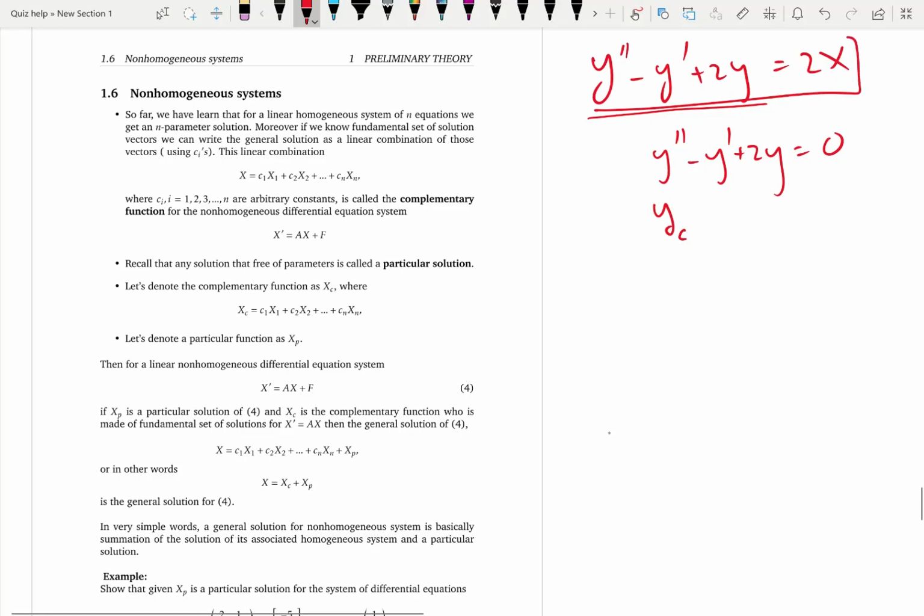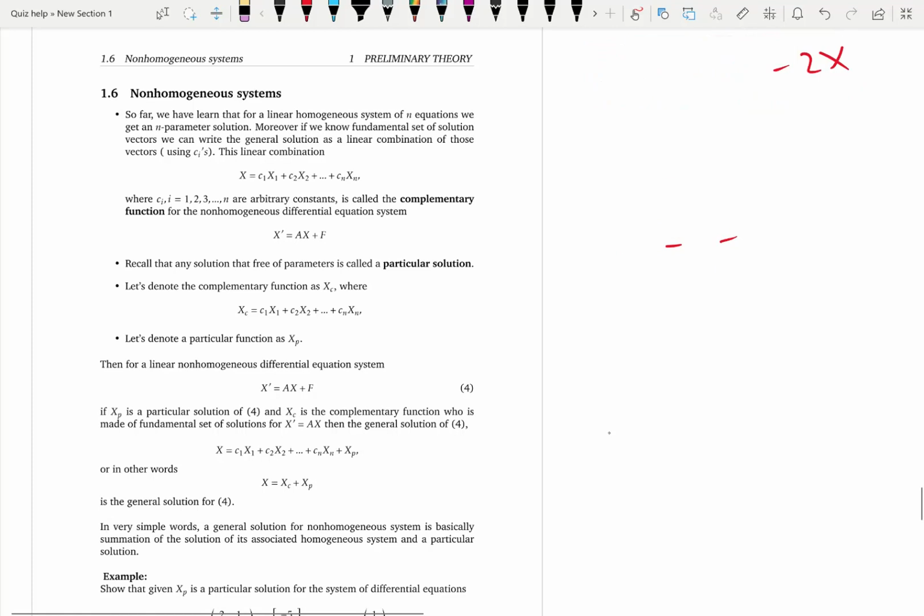Then we took the non-homogeneity into account, right? We found the particular solution, maybe using the method of undetermined coefficients, variation of parameters, any method you like, and you add the complementary solution and the particular solution and you get the final general solution, right? Well, it's the same thing in systems too.